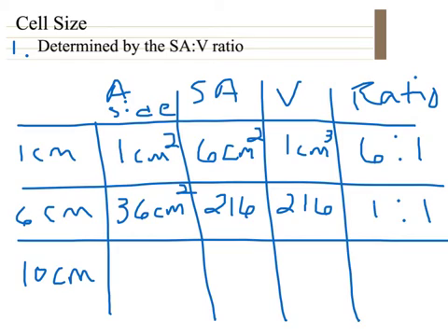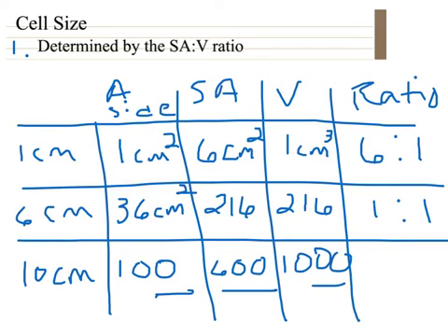So look what happens if we push this even further. At 10 centimeters, the area of a side is 100, right? The surface area then is 600. The volume is 1,000. Again, that's centimeters squared, and this one's centimeters cubed. In other words, you have a 6 to 10 ratio, otherwise known as a 3 to 5 ratio.